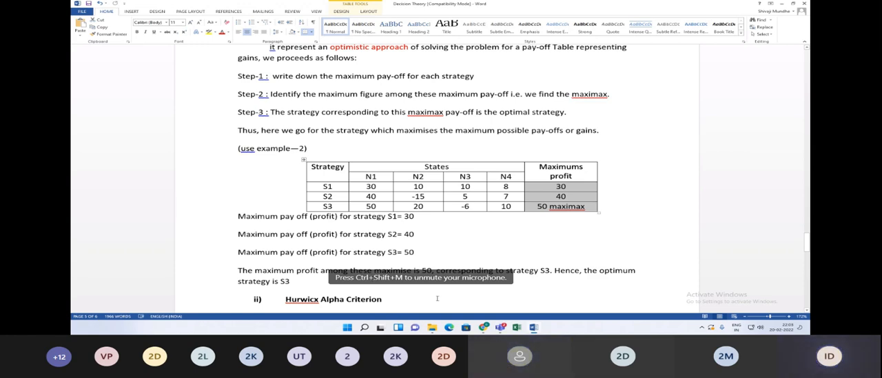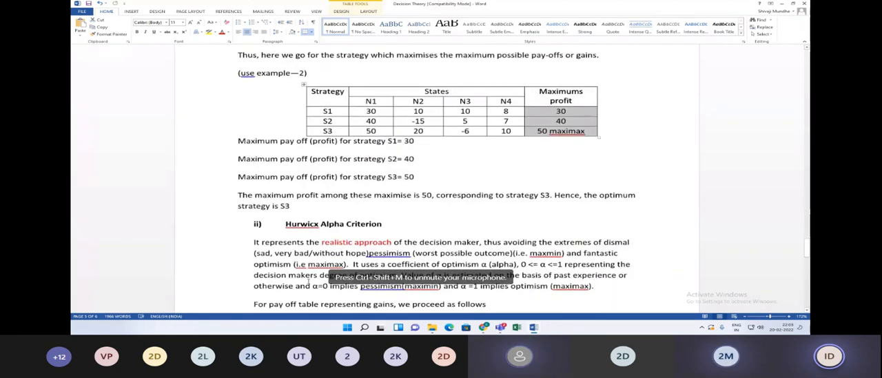Come on. All of you with me? Yes, sir. Good. Now, third criteria. This is the third criteria, not the second. Note down, this is the third criteria.